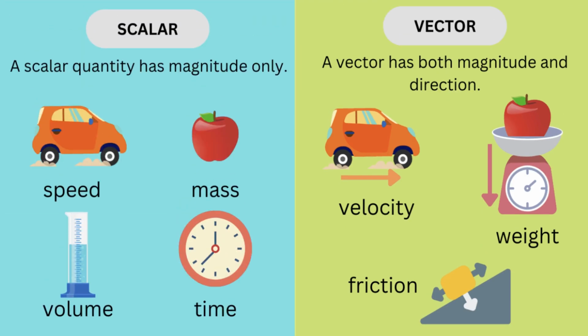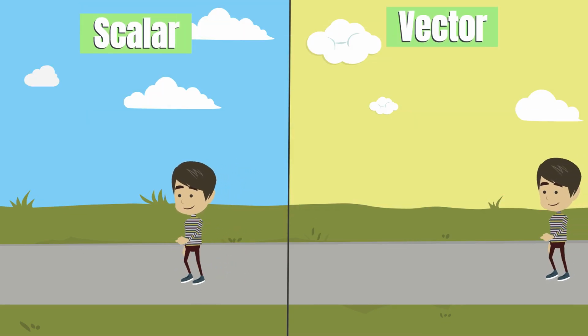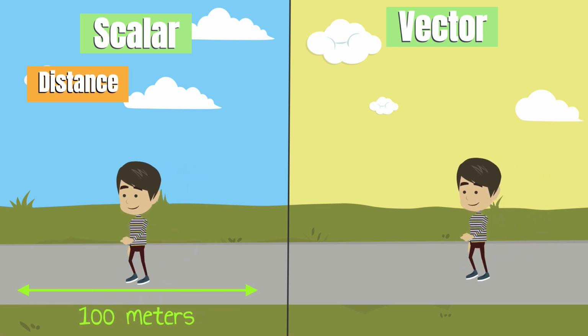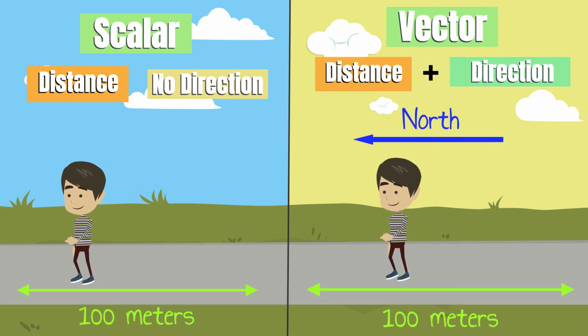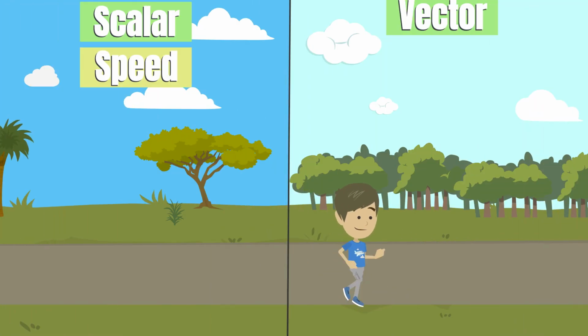Now let's hit some examples. Walking down the street, scalars versus vectors. You walk 100 meters, that's a scalar. Just distance, no direction. You walk 100 meters north, boom, now it's a vector because it tells me the distance and the direction.